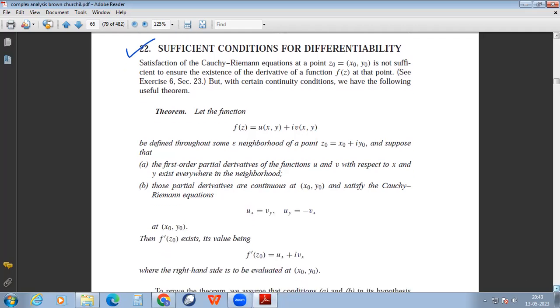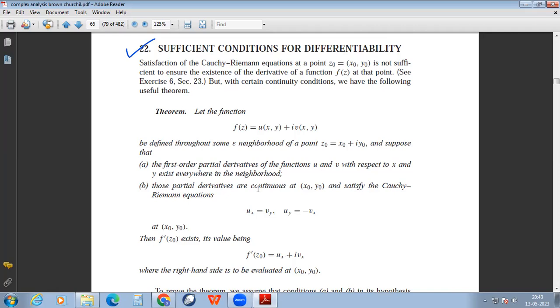The statement says f of z equal to u of x comma y plus i times v of x comma y defined throughout some epsilon neighborhood of point z0, and suppose that the first order derivatives of u and v with respect to x and y exist everywhere in the neighborhood. And second thing, partial derivatives are continuous at this point x0, y0, and moreover they satisfy Cauchy-Riemann equations, then surely f dash at z0 exists. I hope you are following me.